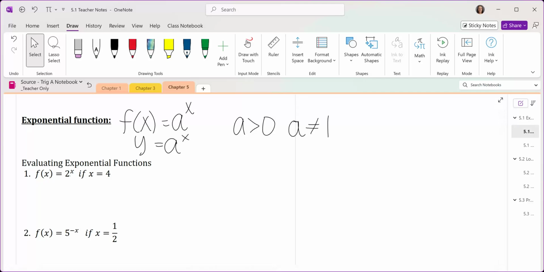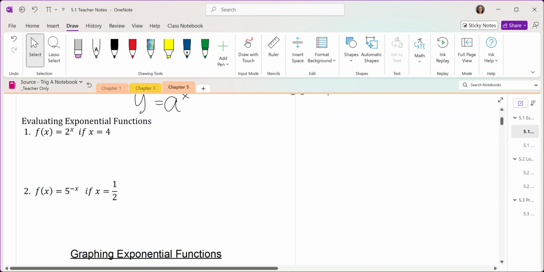All right, so I'm going to make a video on the next section. This is on exponential functions, and I'm going to just make a quick video to show you what you need to do. There's two types of things that you're going to do in this section. And so the first type, you're just evaluating exponential functions.